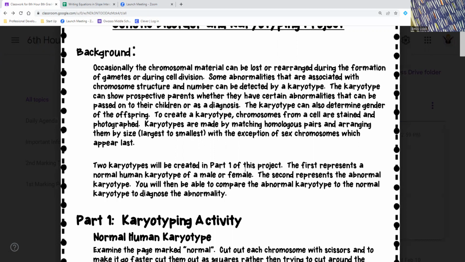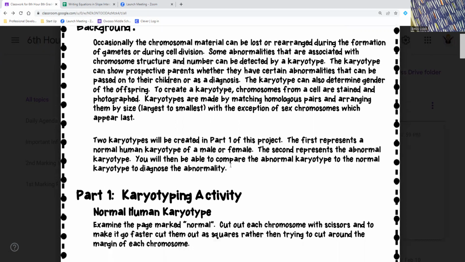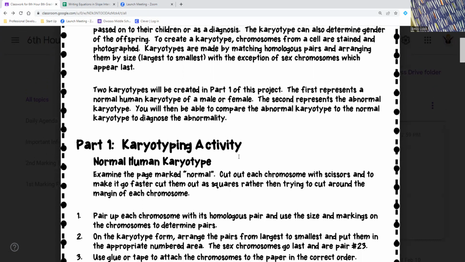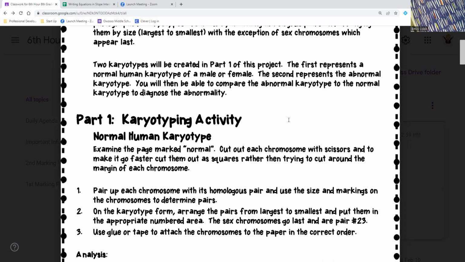The first represents a normal human karyotype of a male or female. The second represents the abnormal karyotype. You will then be able to compare the abnormal karyotype to the normal karyotype to diagnose the abnormality. So in your packet, do you have an abnormal and a normal, or do you need that?